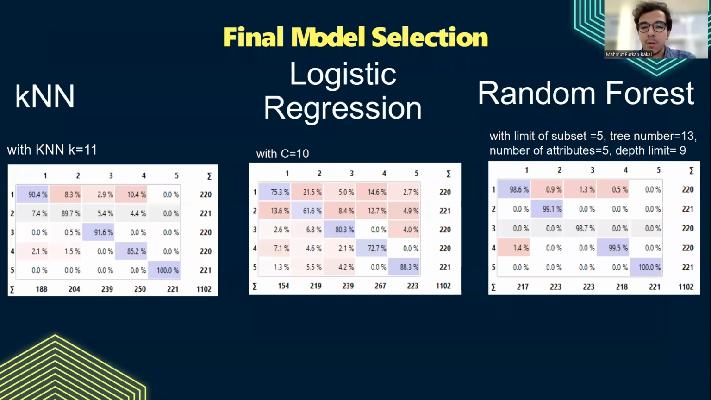And finally, that's our confusion matrix for our 3 models. And again, in the random forest model, we got the highest results for the classification of each class. And we select the random forest model for our dataset. That's all.